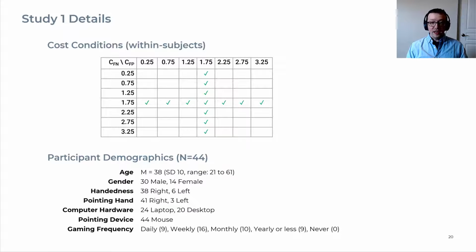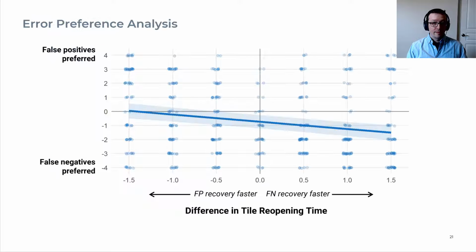Okay, so our first study followed a within subjects design with each participant doing 13 blocks, which tested a range of differences in time cost between the two error types. And this study was deployed on Mechanical Turk.